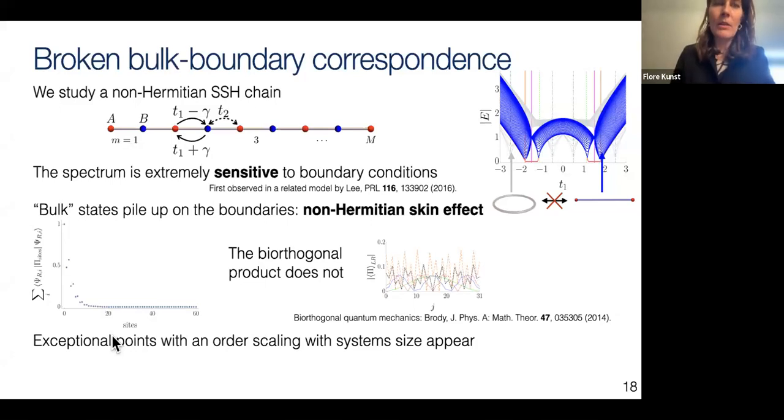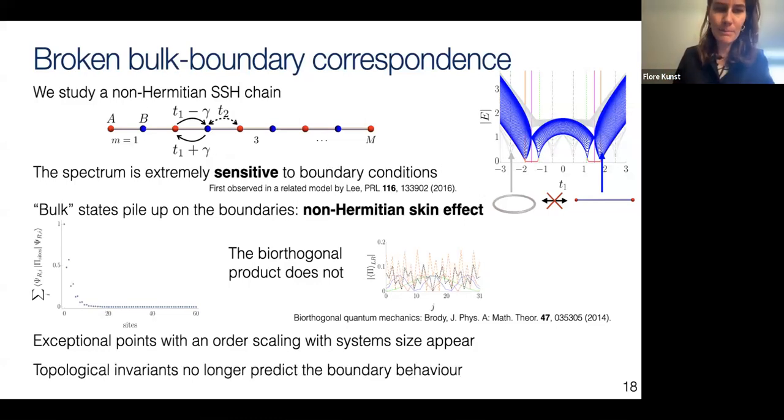So exceptional points with an order scaling with system size appear, and you can really understand this at the points where T1 is equal to plus or minus gamma. You can only go in one direction, very much like the unidirectional Hatano-Nelson model I showed, and there you find these EPNs. Moreover, if I now compute the winding number, because this is still chiral symmetric, then this no longer predicts when the boundary states appear.